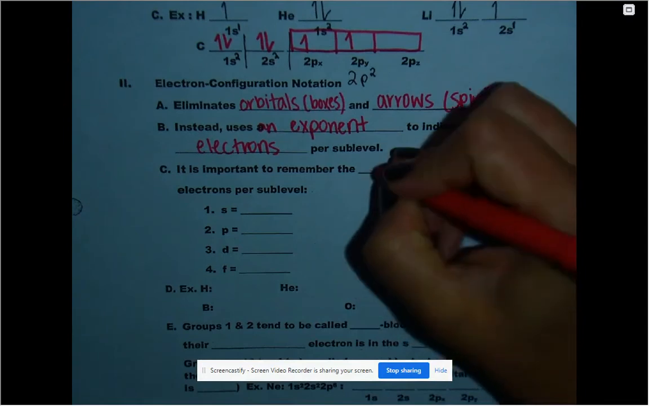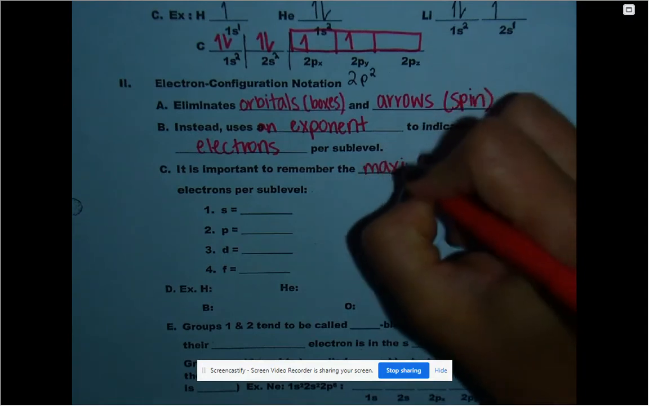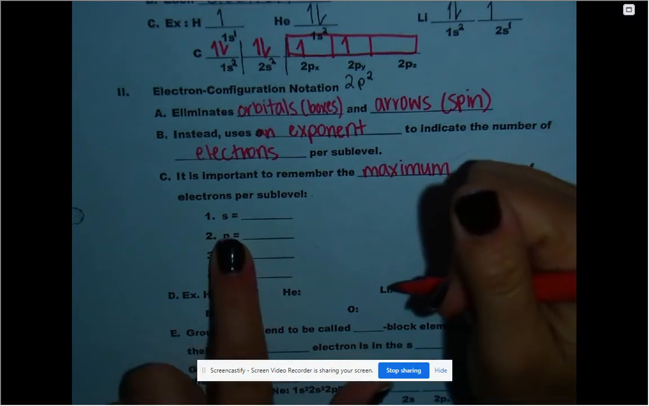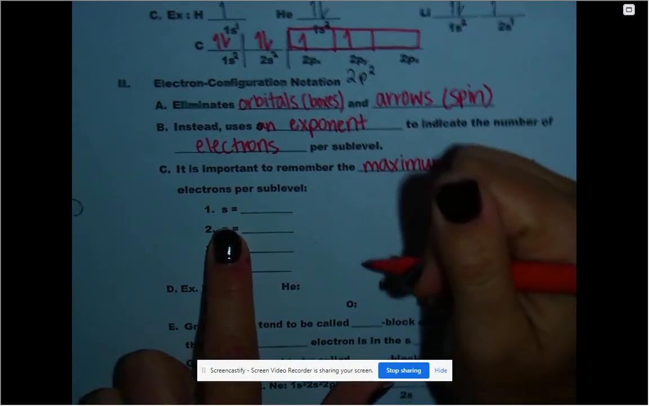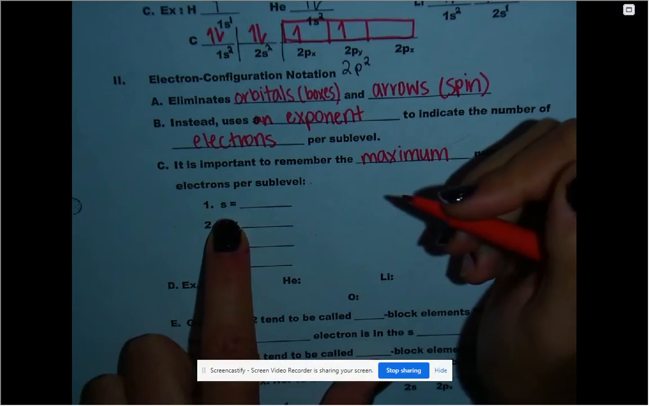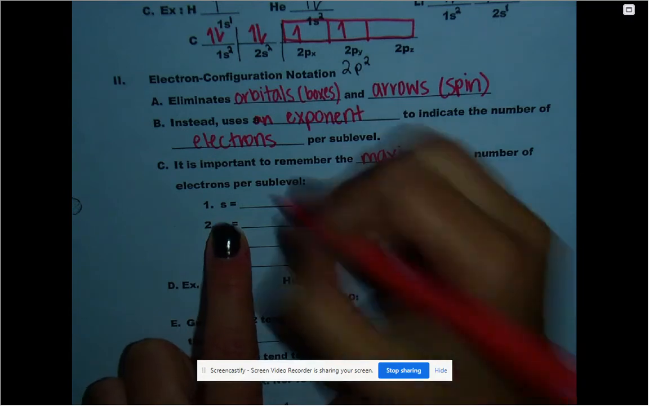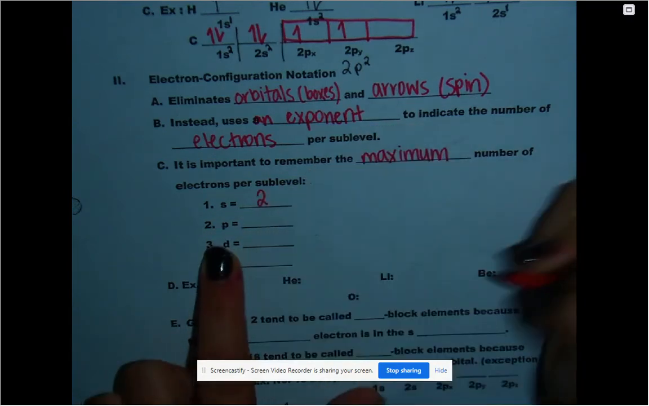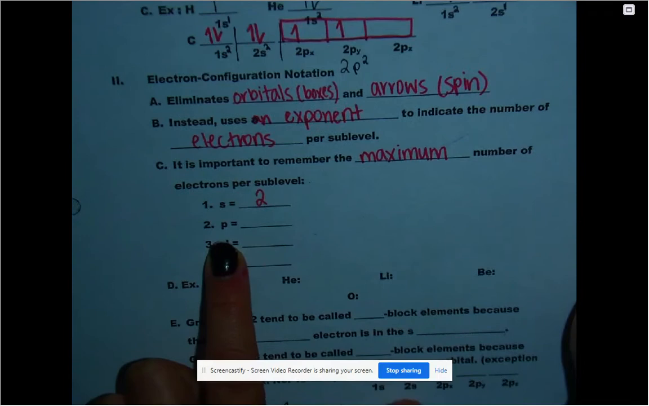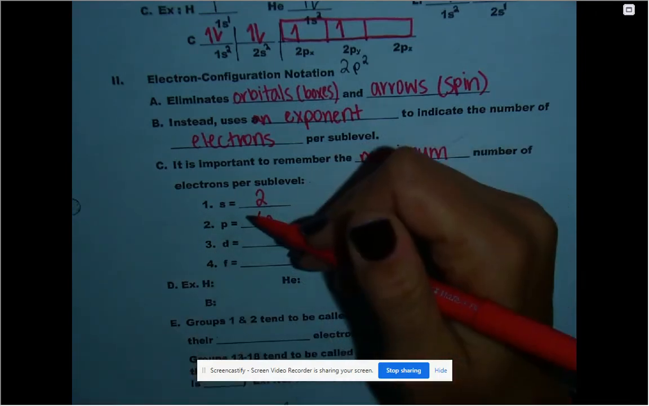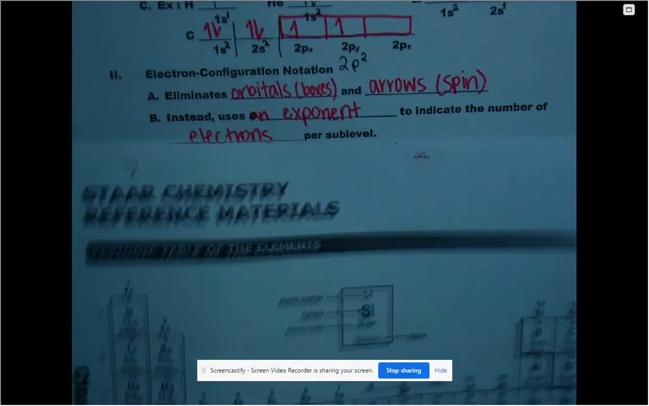It is important to remember your maximum number of electrons per sublevel. This is how many people you were limited to for each room. You guys can start me off: how many people were in the S room, the sunny room, maximum? There were only two, one bunk bed, 2 people. Good. How many people were in the pink room? Maximum, it goes up to 6. Good.